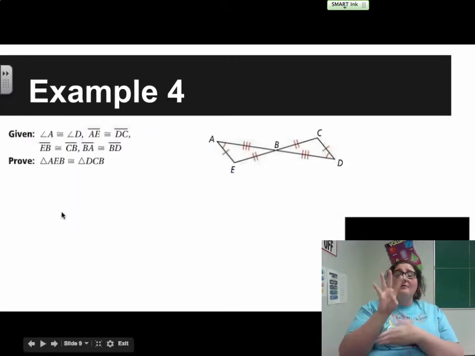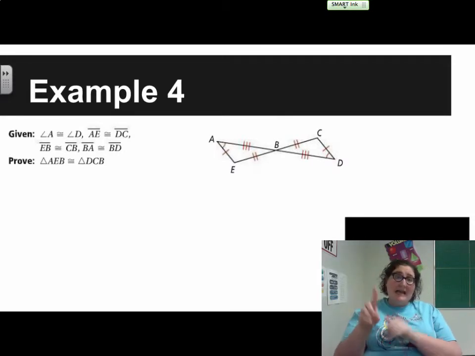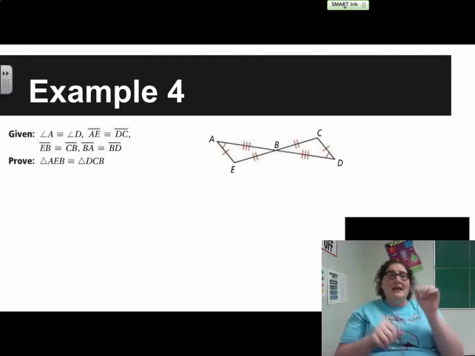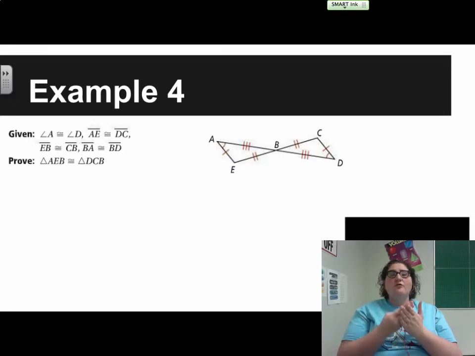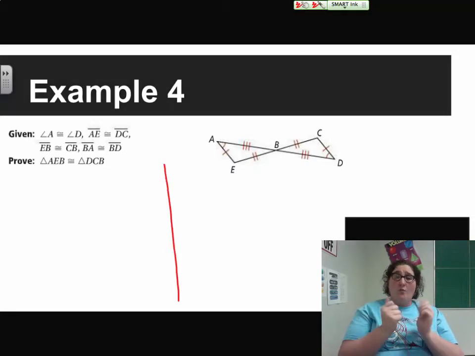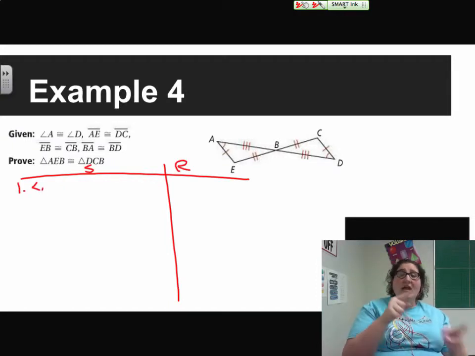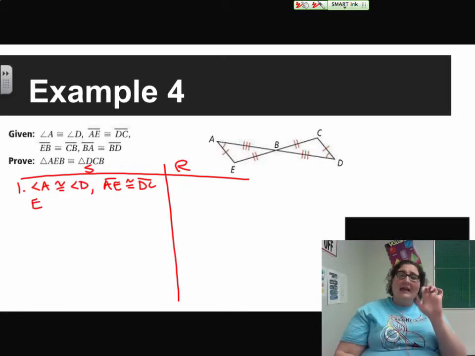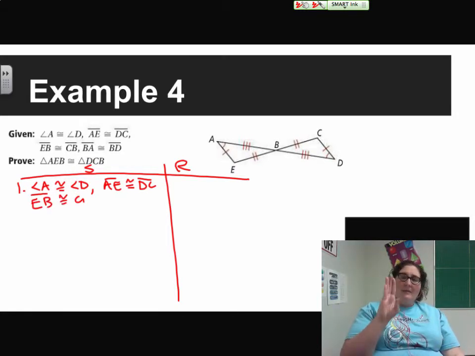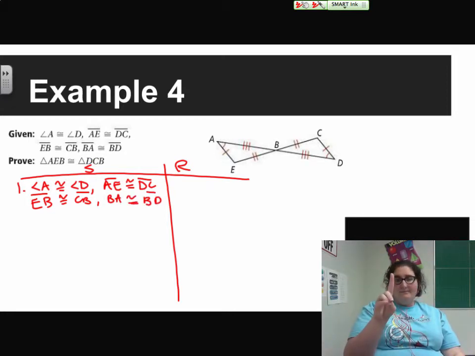Okay, example 4. It says given that angle A is congruent to angle D, AE is congruent to DC, EB is congruent to CB, and BA is congruent to BD. They want us to prove that the triangles are congruent. So we're going to start off with our given. Statements, reasons. I'm going to say angle A is congruent to angle D, AE is congruent to DC, EB is congruent to CB, and BA is congruent to BD.